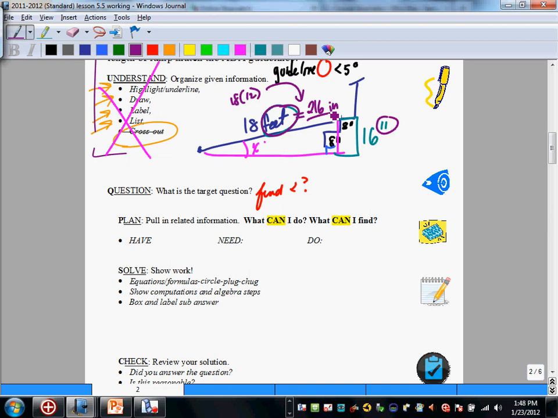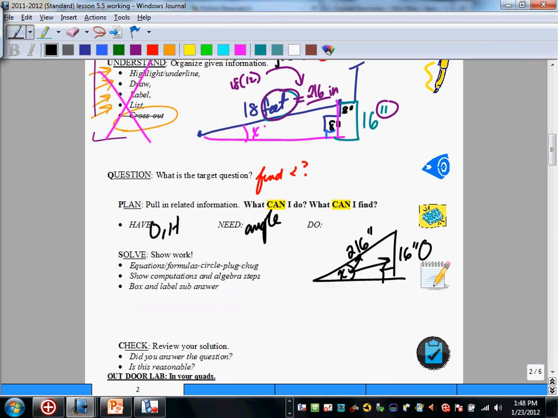Yes, 216. So here is your diagram. This is 16 inches. This is 216 inches. There's your unknown degree X. What do we have, need, do? If that's our angle, we have the opposite and the hypotenuse. We need the angle. This is the only time you use the shift key.